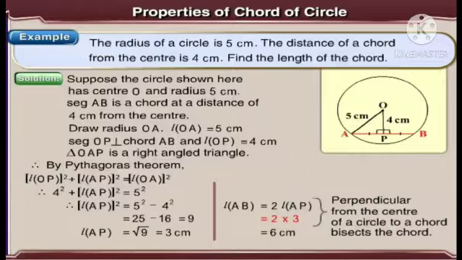Therefore, AP square is equal to 5 square minus 4 square, that is equal to 25 minus 16, which is equal to 9. Therefore, length of AP is root 9, which is equal to 3 centimeters. Therefore, length of AB is 2 times length of AP, which is equal to 2 into 3, which is equal to 6 centimeters, since perpendicular from the center of a circle to a chord bisects the chord.